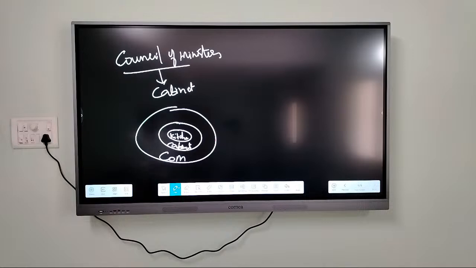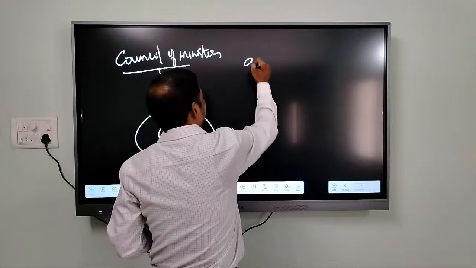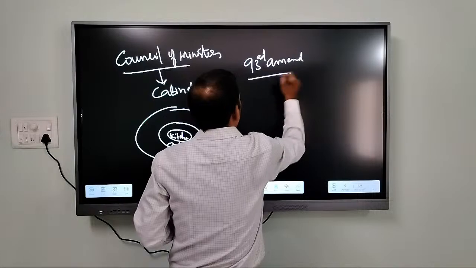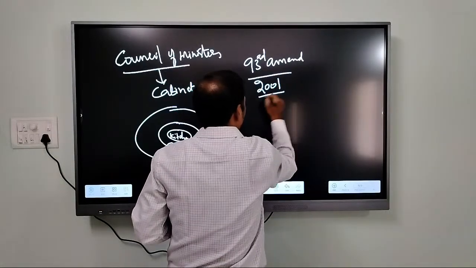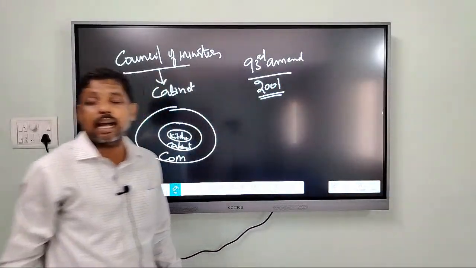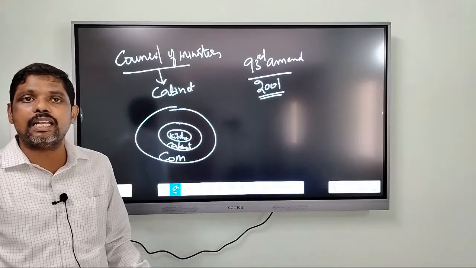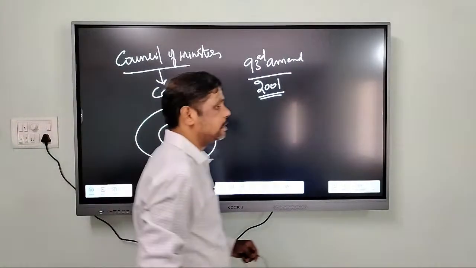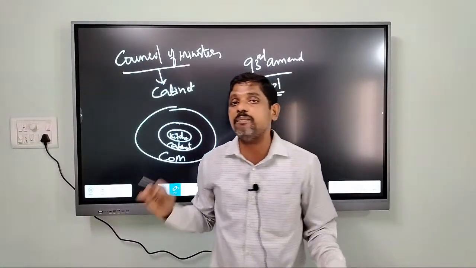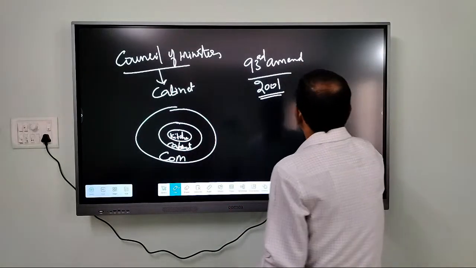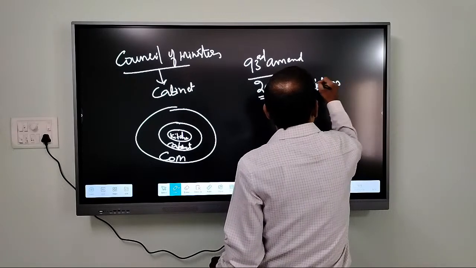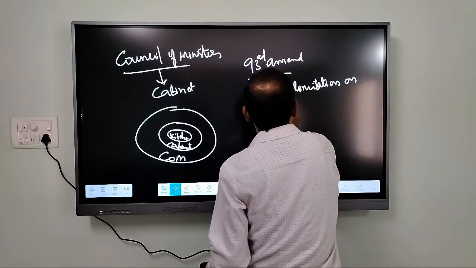Right? So remember, by the 93rd Amendment Act in 2001, Article 75 was changed. That is, amendments were made to Article 75 by this 93rd Amendment Act, which has clearly imposed a limitation on the size of council of ministers. There is a limitation on the size of council of ministers.